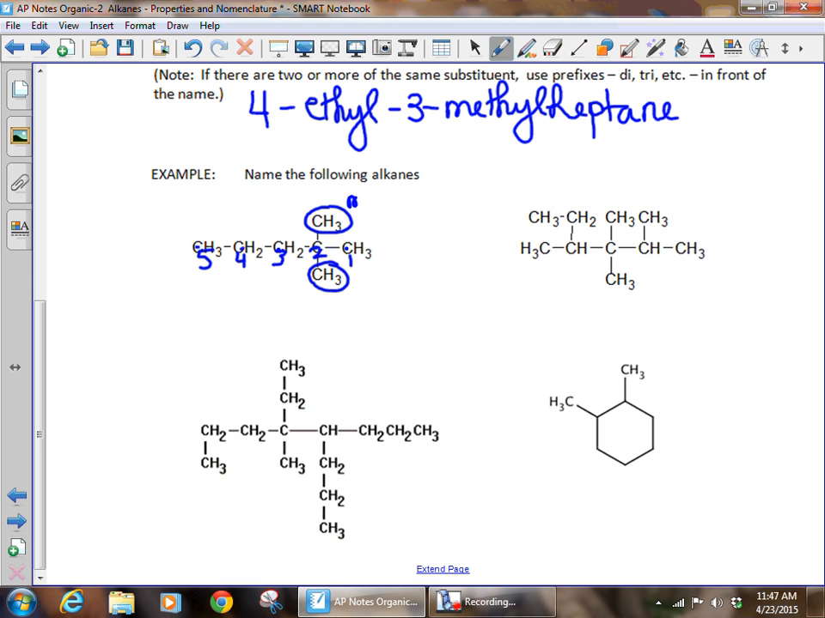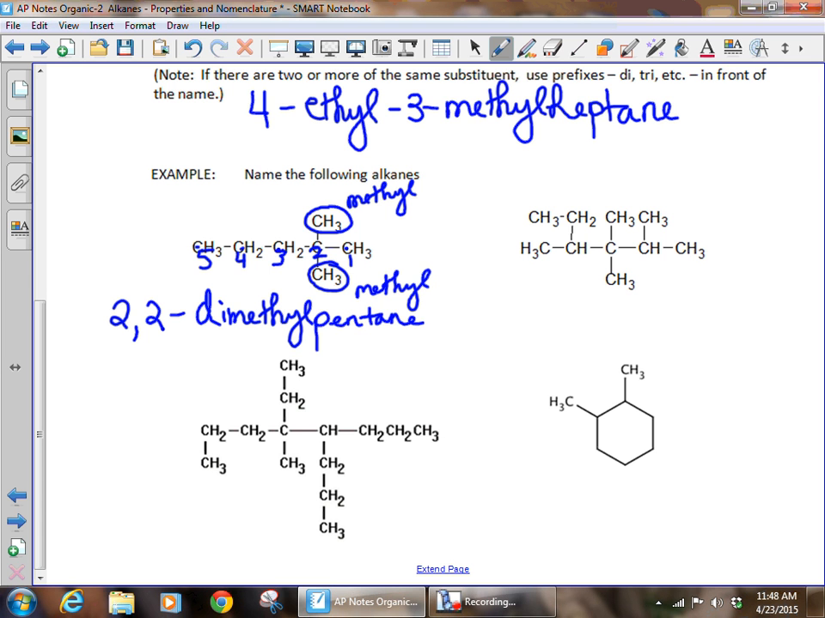Notice that both of the branches are a methyl group. Since both of the branches are a methyl group, I am going to have to tell it twice where these are. So I'm going to call this 2, 2, because they're both on the 2 carbon, and then I have to tell it that there are 2 methyls. Dimethyl. Those are the only 2 branches, so now I can just tack on pentane. 2,2-dimethylpentane.